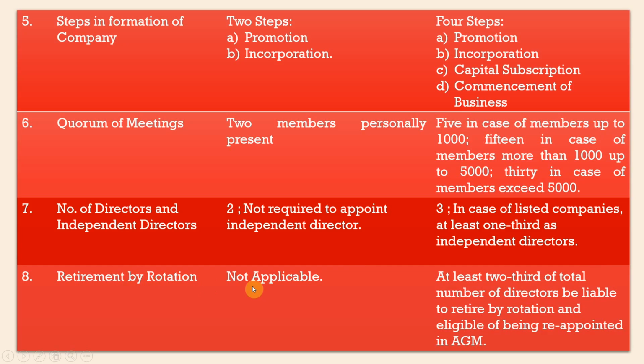Retirement by rotation. This is not applicable to private company, but at least 2/3 of total number of directors of a public company are liable to retire by rotation and eligible for being reappointed in the annual general meeting. So in the public limited company, 2/3 of the directors are liable for retirement by rotation, but they can be reappointed in the annual general meeting.